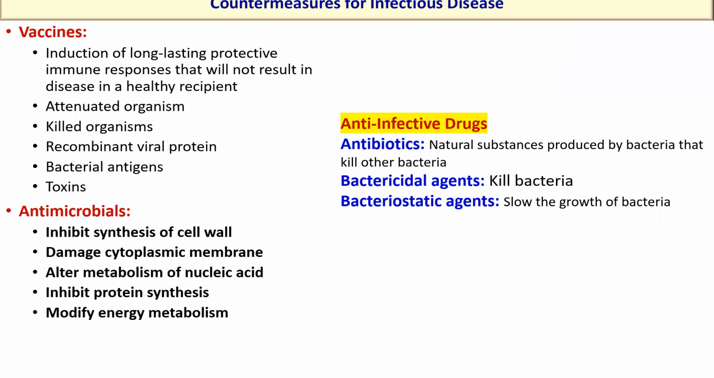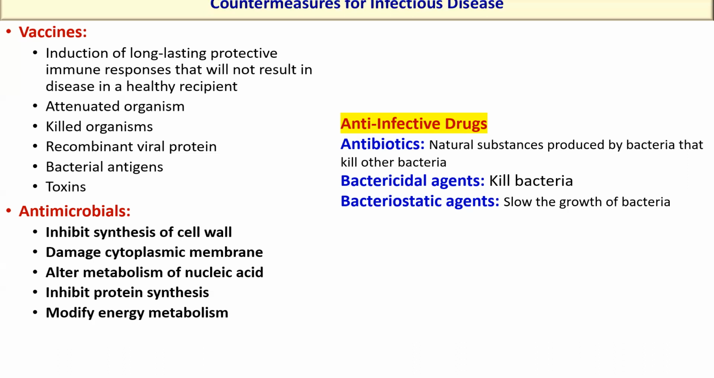So the anti-infective drugs, how are they different from the vaccines? The vaccines induce a long-lasting protective immune response that will not result in disease in the healthy recipient. So it's protective, to prevent the disease in a healthy recipient. The patient will receive attenuated organisms, or killed organisms, or sometimes recombinant viral protein, bacterial antigens or toxins. So there are different types of vaccines, but they are more prophylactically protecting against the infection.